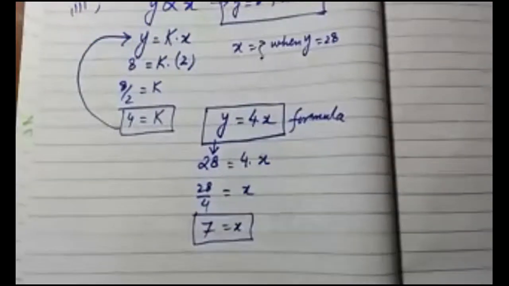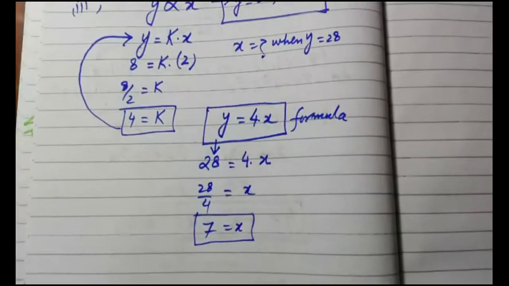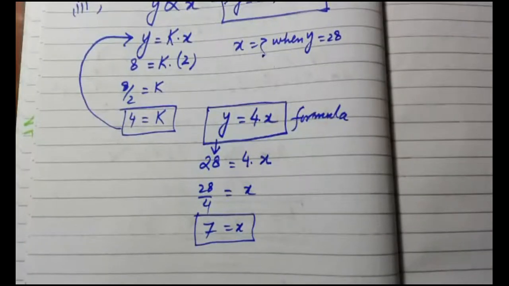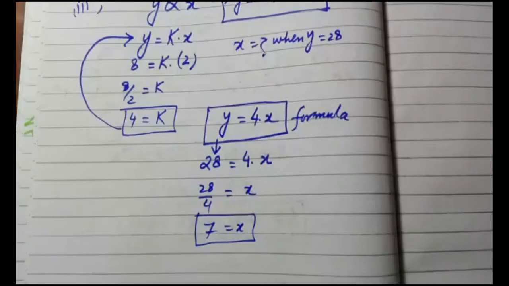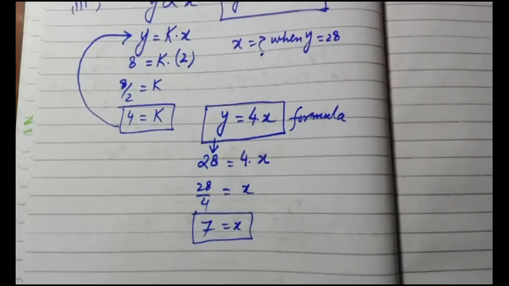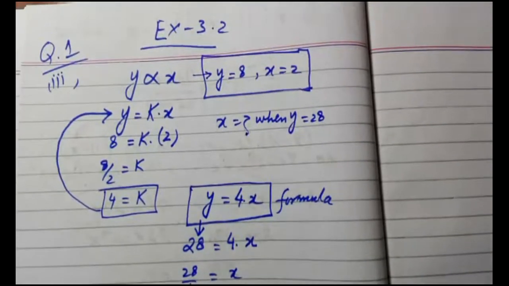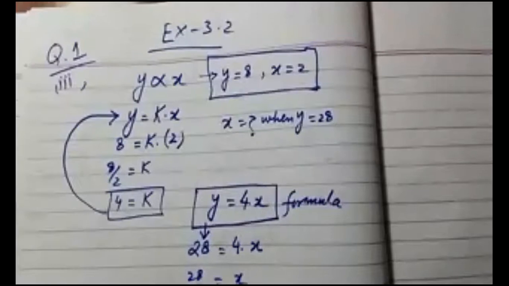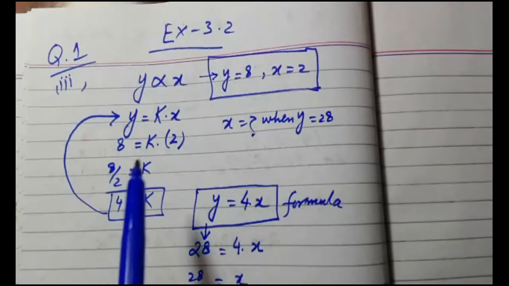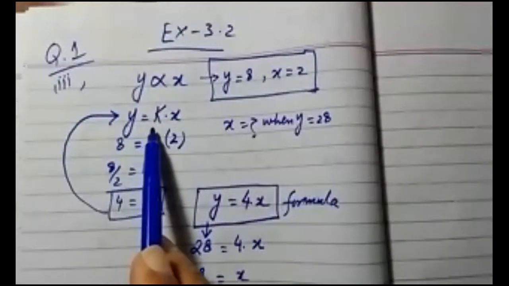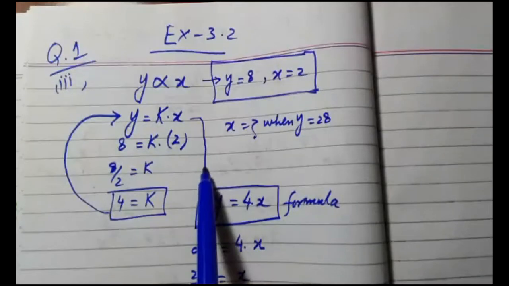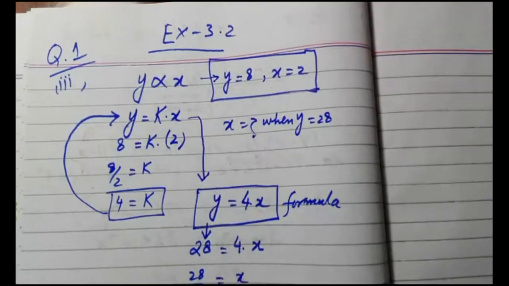We are solving exercise 3.2, and I have solved question number 1, part number 3 for you. The pattern I want to repeat for all of you is that you first have to find the value of k. You will put the given pair of values into the equation, and then you will derive the value of k. Once the value of k has been calculated, you will back substitute the value of k into the formula where you started to write in terms of k. Then this will become the formula to connect x and y.